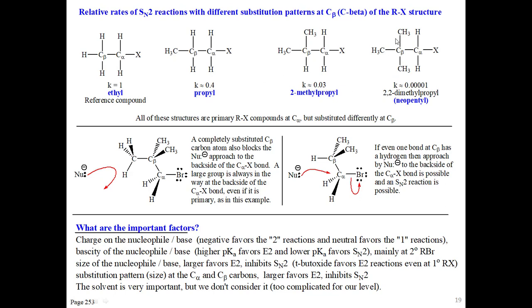Now, if I go to all three being methyls, then I have this situation here. No matter what I rotate behind, I'm going to have some group sticking down in the back. I will not be able to get to an SN2.